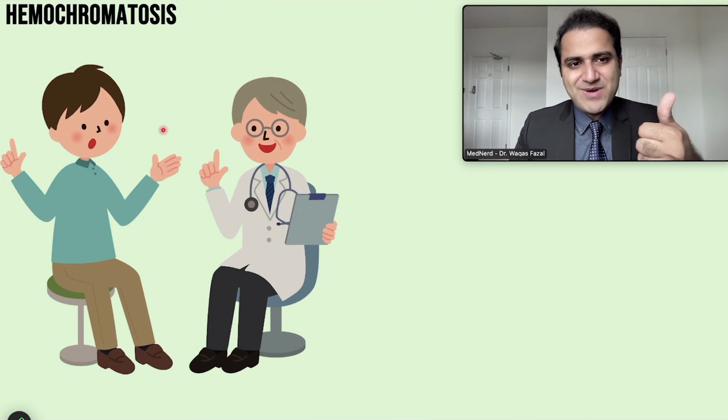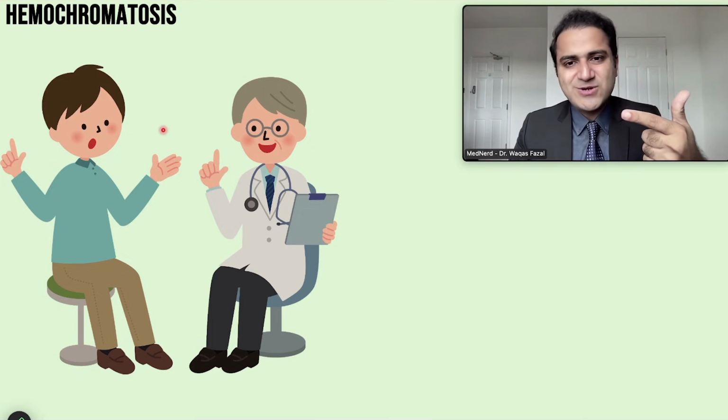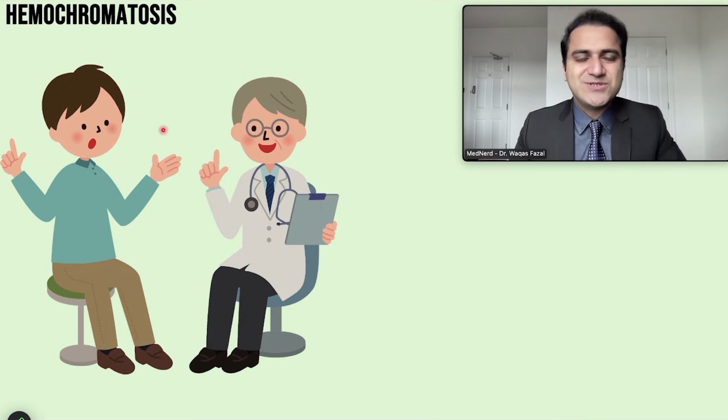Newly diagnosed diabetic, bronze skin discoloration with joint pains. This is the classical presentation of hemochromatosis. What is hemochromatosis? How does it present? How do we diagnose it? Today we are going to talk about that.